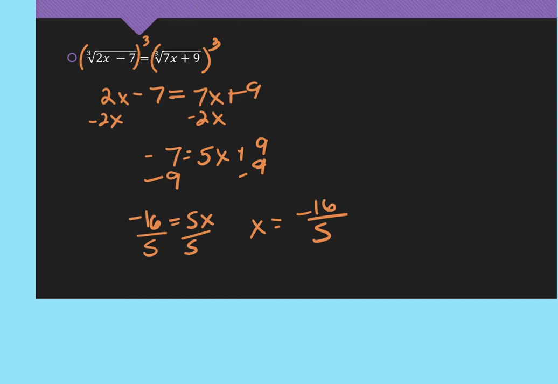And it's a cube root, so we don't have to worry about checking. If it was an even root, that's when I would go back and check.